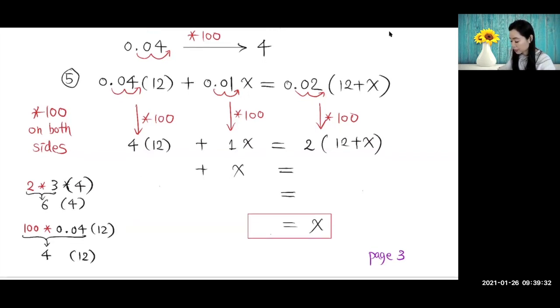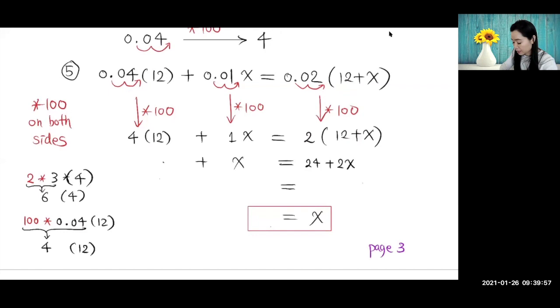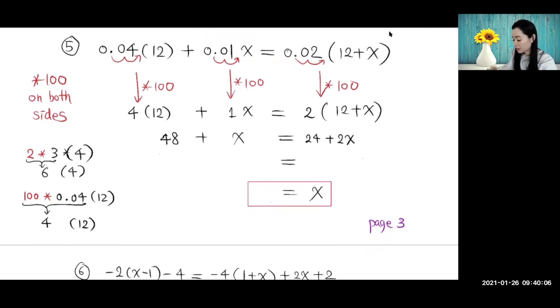Now, over here, you need to distribute this 2 inside the parenthesis over this addition. Okay, you distribute over addition. This is addition here. Over addition or subtraction. So this is addition, so you distribute over. So this side here, you will get 24 plus 2x. And then on this side, you get 48 plus x.